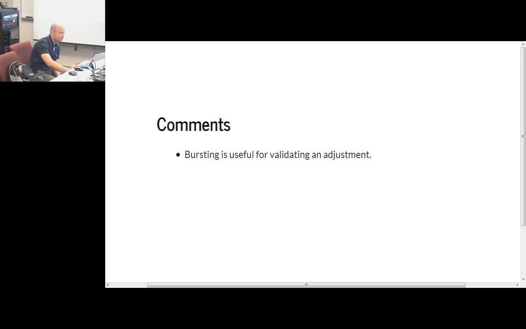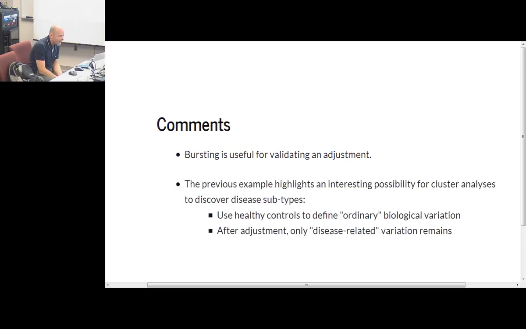What I want to say about this is, one, that bursting is useful for validating adjustment. So, for example, I only tell the algorithm that the AC cortex are replicates, but then I see very nice clustering between the other two groups. So I know that I've done a good job. But even more exciting, I think, is what this says that I might be able to do in a particular example that I'm pretty excited about pursuing.